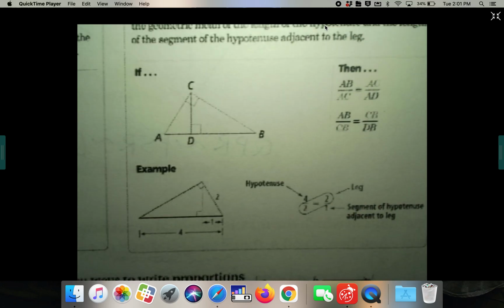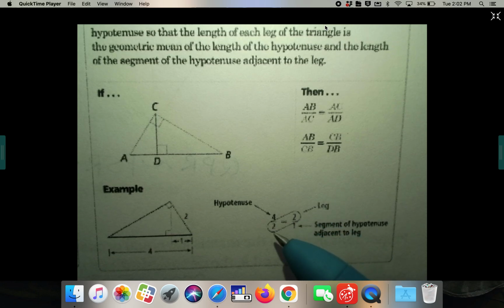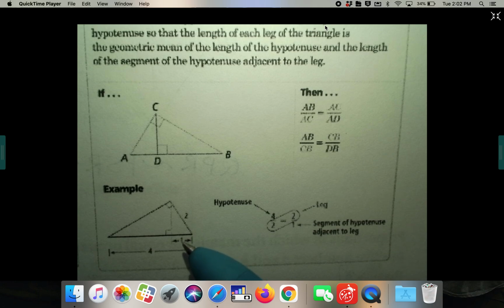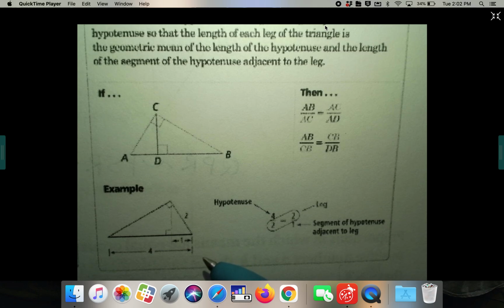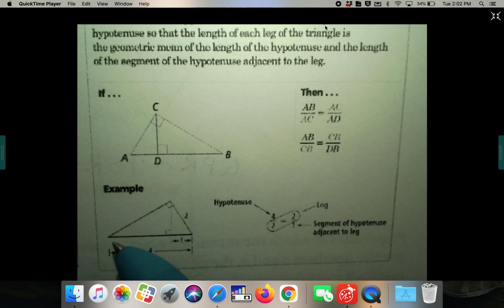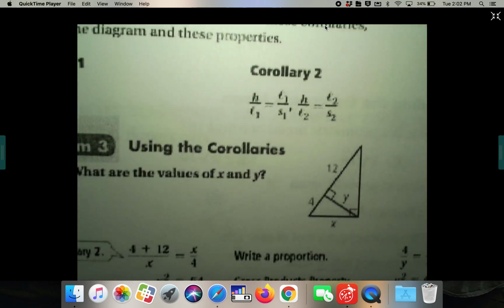Okay, I believe this says kind of the same thing. Yeah, it just explains it in greater detail. So these are the 2 legs. This is the hypotenuse. So you could also do short leg over hypotenuse equals short leg over hypotenuse. It just depends on what you have. So short leg over long leg equals short leg over long leg, or you can do short leg over hypotenuse equals short leg over hypotenuse. So let's look at an example of that.